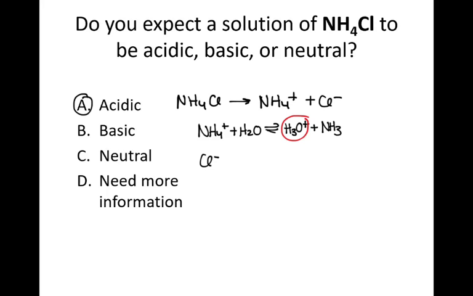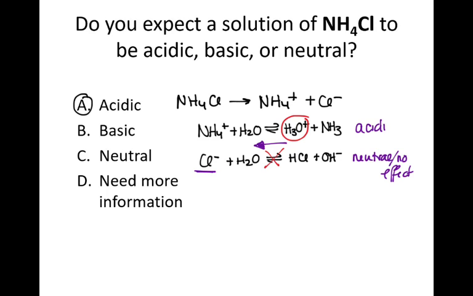If I do the same logic with chloride, if it were going to react with water, I would expect to make HCl and OH-. Now, this reaction doesn't actually happen because HCl totally dissociates to produce Cl-. So this reaction lies all the way toward the side that has chloride. Therefore, the chloride ion has no effect on the pH of the solution. So if the ammonium cation is acidic and the chloride ion has no effect, together those make for an acidic solution if we dissolve ammonium chloride in water.